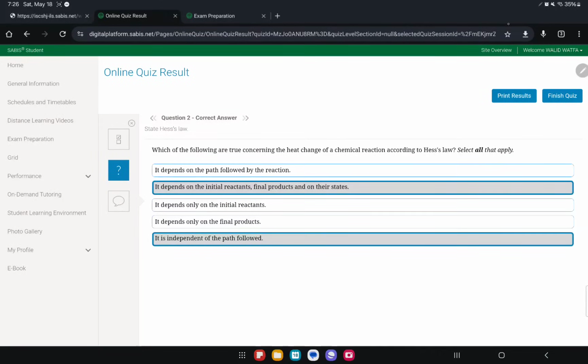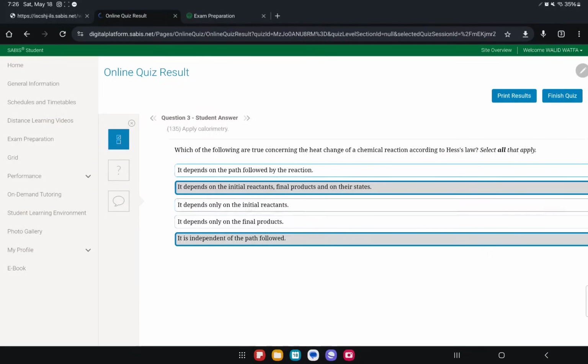Whatever. Question 2, what is Hess's law? It only depends on the initial reactants, the final products, and their states, okay? And it is independent of the path followed. That's it. Maybe in the written they say state Hess's law. You'd say any chemical reaction is independent of the path followed. That would be 1 mark. And then you'd say it only depends on the initial reactants, final products, and their state. That could come in the written.